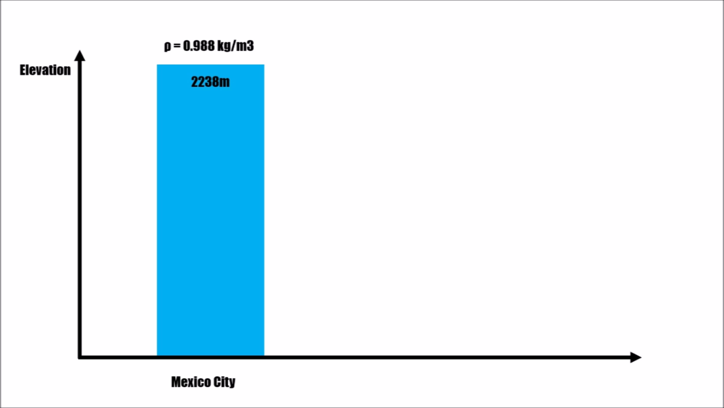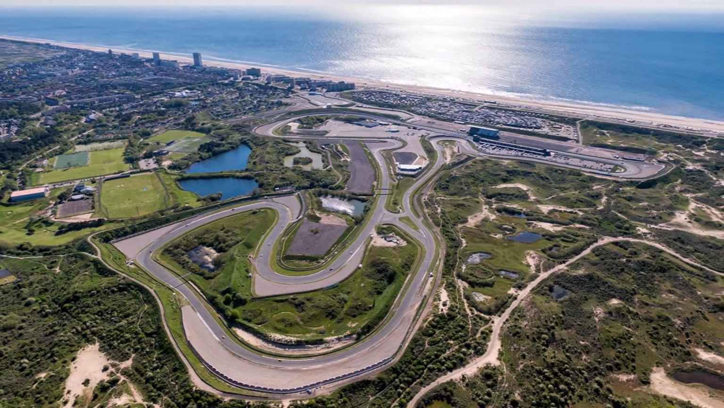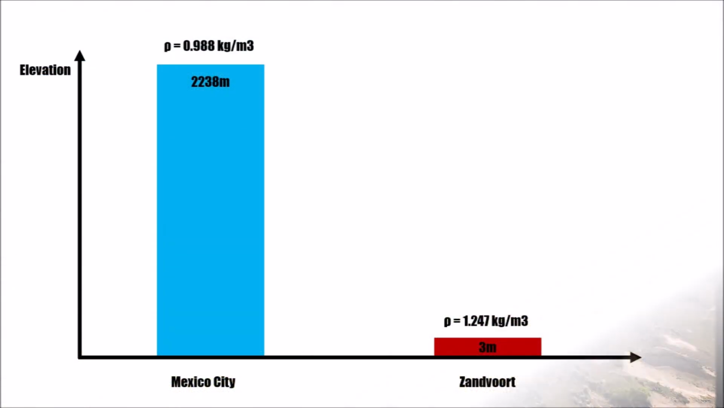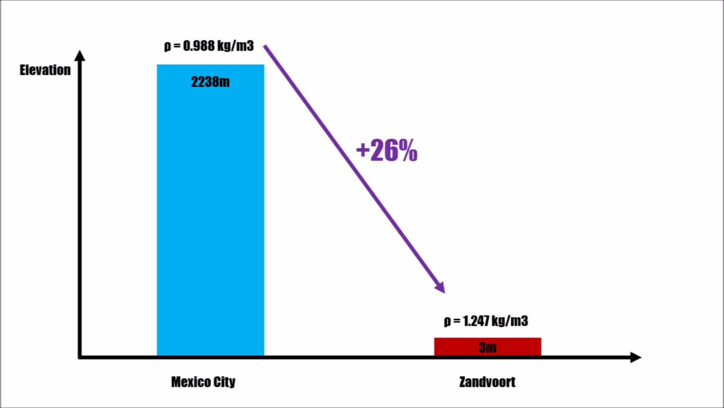In Mexico, the air density is around 0.99 kilogram per cubic meter. If we compare that with Zandvoort, another high downforce track directly at the beach at sea level, the air density there is around 1.25 kilogram per cubic meter, if we assume the same temperatures. So that's a difference of 26%.